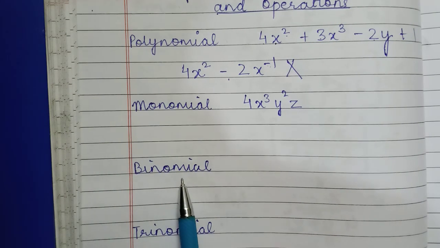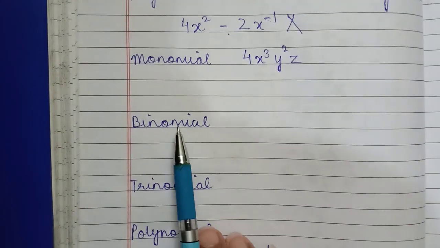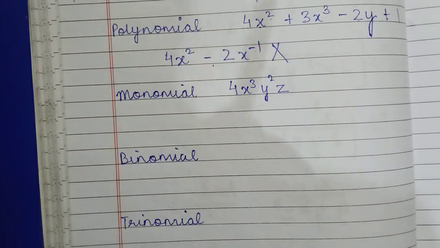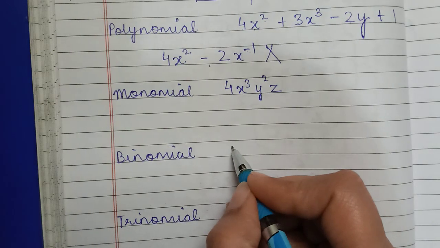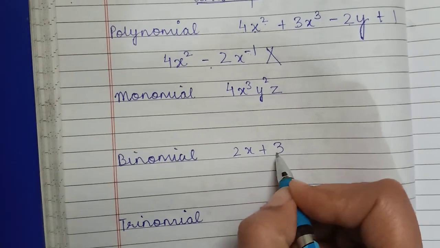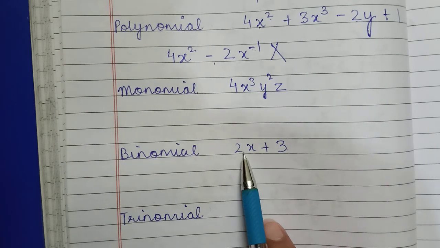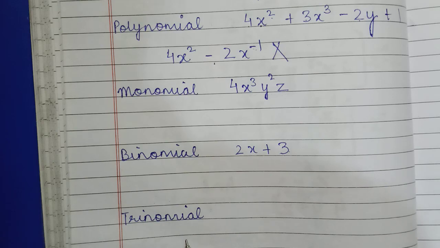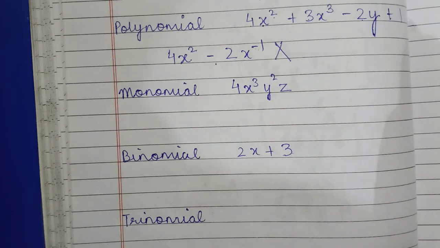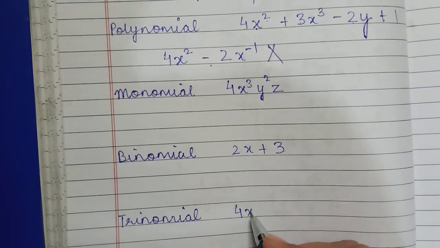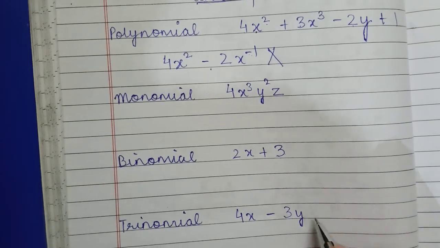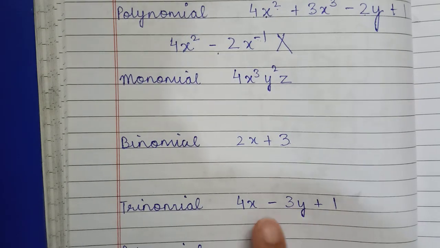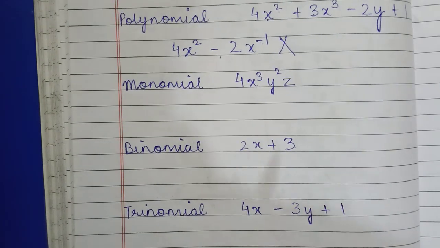Fine. Then what is binomial? Binomial, any algebraic expression consisting of two terms, that is called binomial. For example, if I say 2x plus 3, that is a binomial. One is the 2x term and the second one is 3. So two terms are there and it is a binomial. Trinomial, which has three terms. Like if I say 4x minus 3y plus 1, that is a trinomial because there are three terms: 1, 2 and 3. Alright.